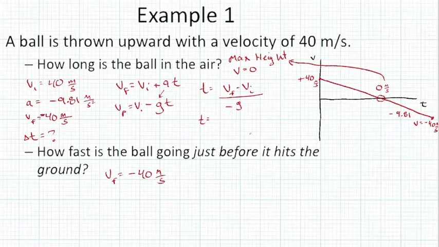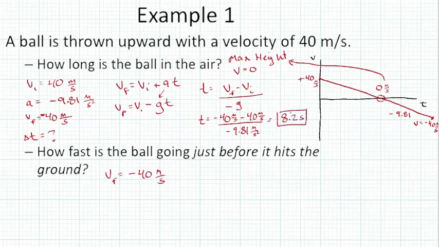Negative 40 meters per second, right? Equals negative 40 meters per second minus our initial, so it's minus an additional 40 meters per second, divided by gravity, that is, the negative value of gravity, so divided by a negative 9.81 meters per second squared. And that will give us a value in seconds. And that value is 8.2 seconds.